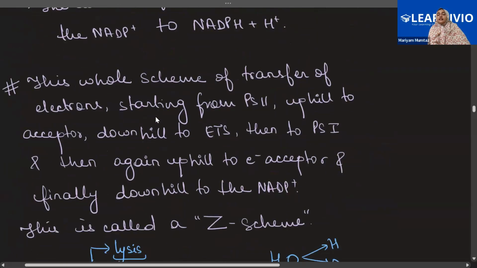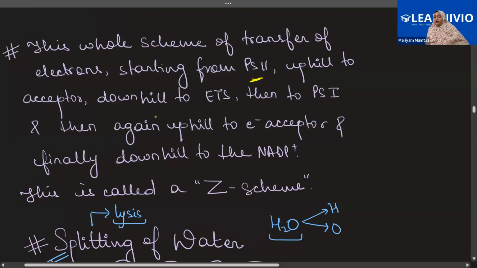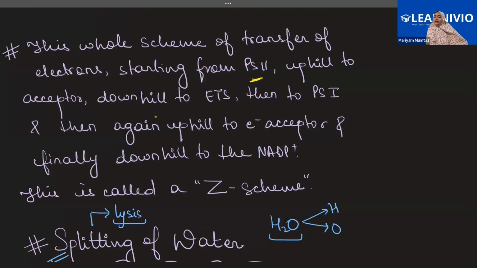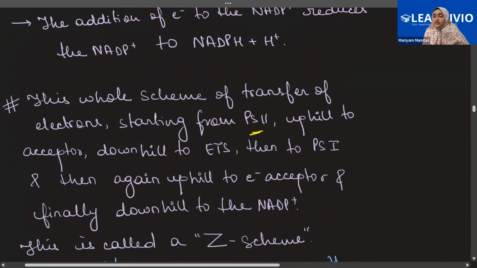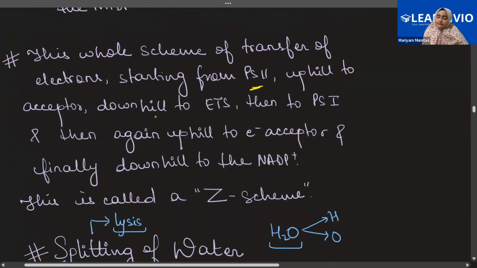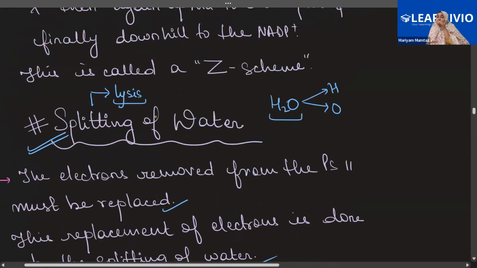Now, this whole scheme of transfer of electrons from PS2 uphill to the electron acceptor, downhill to the ETS, and then again to the PS1 uphill. This is a Z scheme because it looks like the alphabet Z. Is it clear, students? Yes, ma'am.